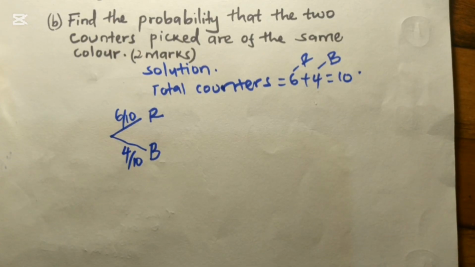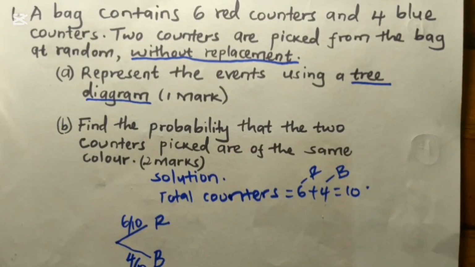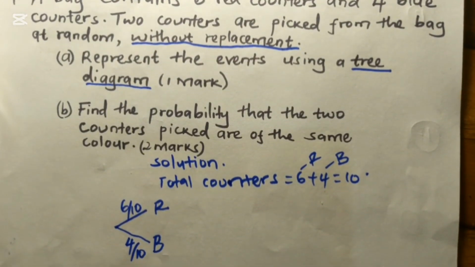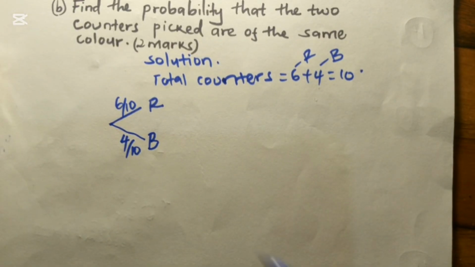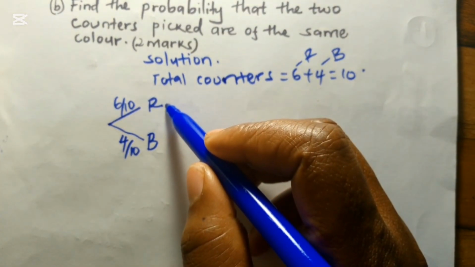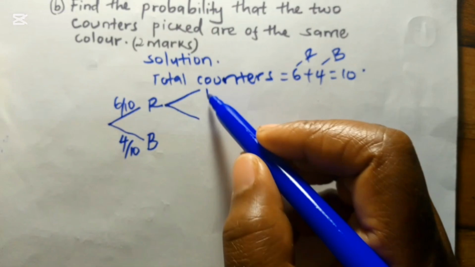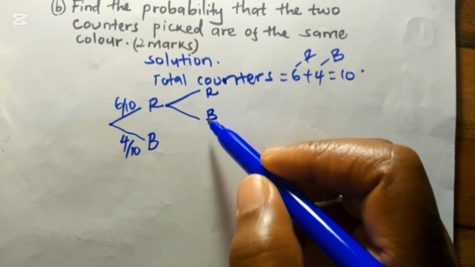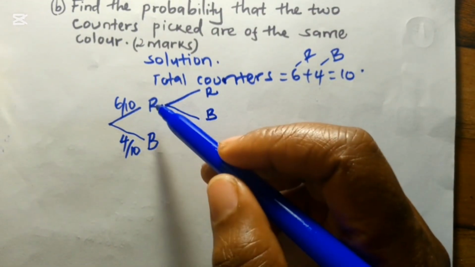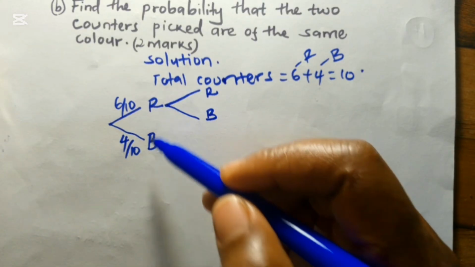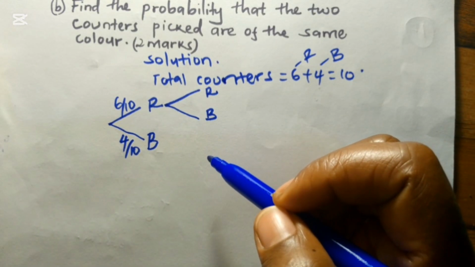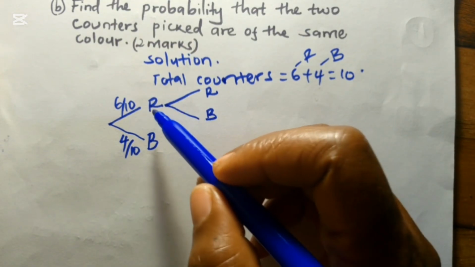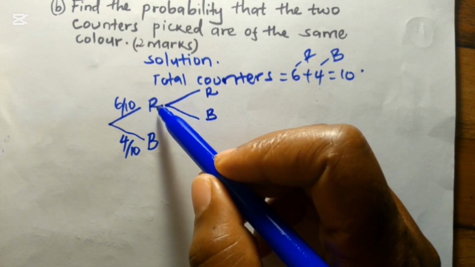So remember, we are told that 2 counters are picked from the bag at random. So for the second counter, the picking will be red, blue, and you don't interchange. You make sure that if the first time you started with red, blue, you also start with red, blue for the second case.